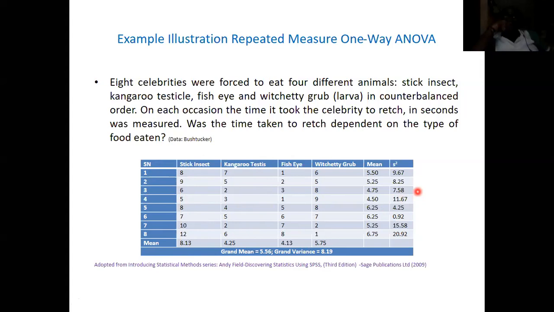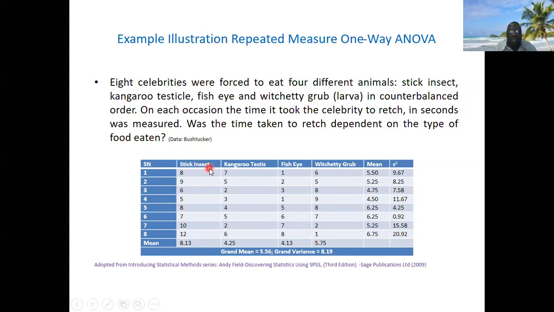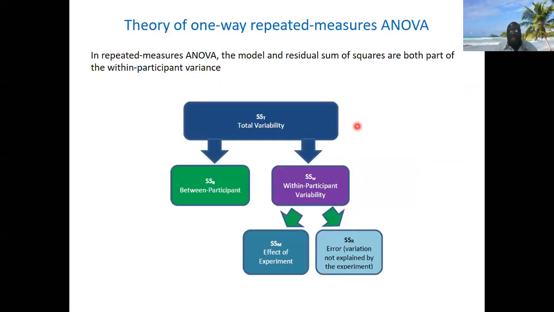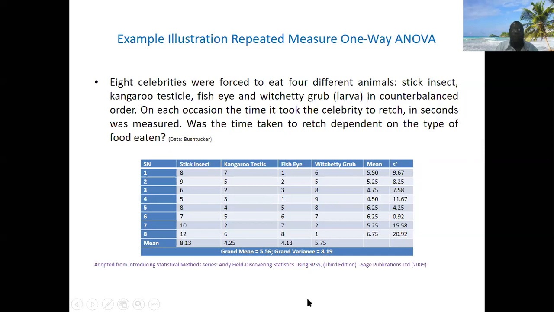Is there any question? It's clear. So the horizontal is what happened within, while the vertical is what happened between. Does it make sense now? So this thing you are looking at, the effect of different food, is it between? It's not between, it's within. Because if you look at between, all of them eat the same insect, the same food. So if you want to look at the effect of the different food on them, you have to calculate the within. That is why the experiment is like that. In the within participant, you look at the effect of what you are doing and the error variation. I don't know if it's very clear now.